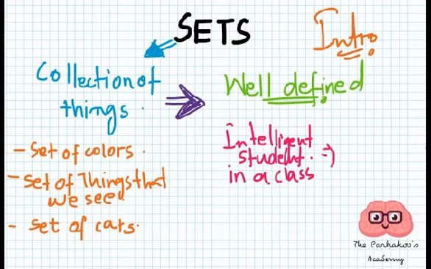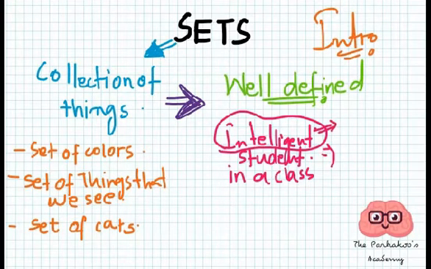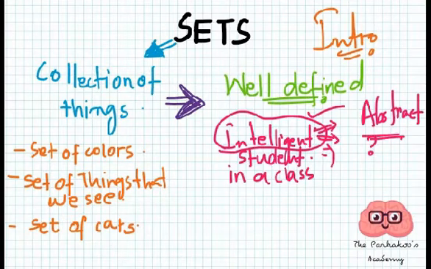So maybe for you the A graders are the intelligent students only, but maybe for me even the B graders are intelligent. So the criterion of intelligence would be different for you and it would be different for me. So we cannot come up with the same set of students in the class. So this is not well defined. Intelligence is an abstract idea, it is not something which is well defined.